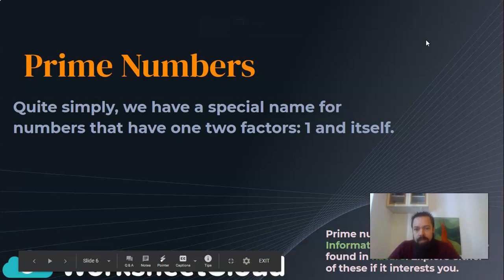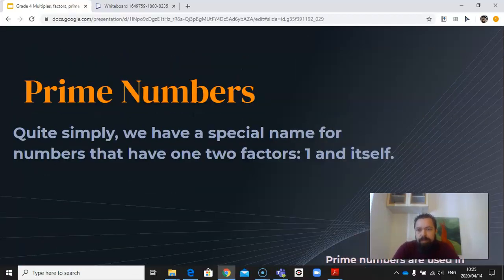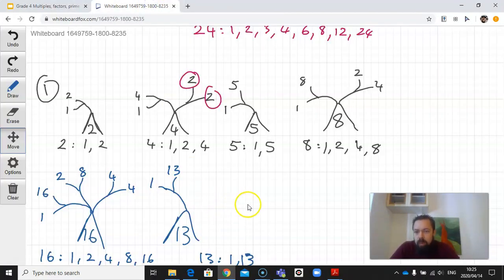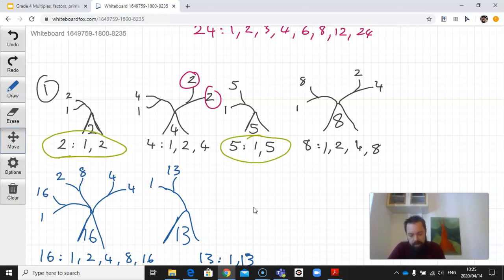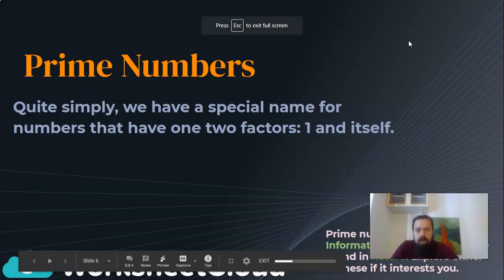Prime numbers. Quite simply, we have a special name for numbers that only have 2 factors, 1 and itself. Jumping quickly out and having a look at our board, we can see that 2 only has 1 and itself, so that's a prime number. 5 only has 1 and itself, so that's a prime number. 13 only has 1 and itself as factors, so those ones in green are prime numbers. So we really just have a special word for prime numbers.